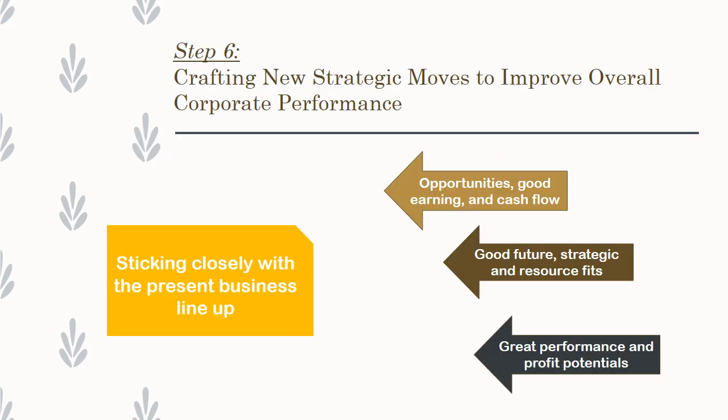Step 6. Crafting new strategic moves to improve overall corporate performance. Firstly, sticking closely with the present business lineup. Choosing not to expand beyond the current lineup of businesses makes sense when the firm's present businesses offer attractive growth opportunities, good earnings, and cash flow. They are well positioned for the future, have a good strategy and resources fit, and have resources that management can steer into areas with the greatest performance and profit potential.